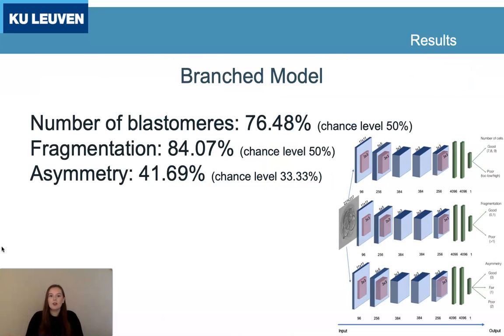Then our branch neural network that predicted each of the 3 scoring variables achieved above chance level performance for each of these. But as you can see, the performance on the asymmetry variable was not really that good. Therefore, we did all subsequent analyses based on our standard neural network.